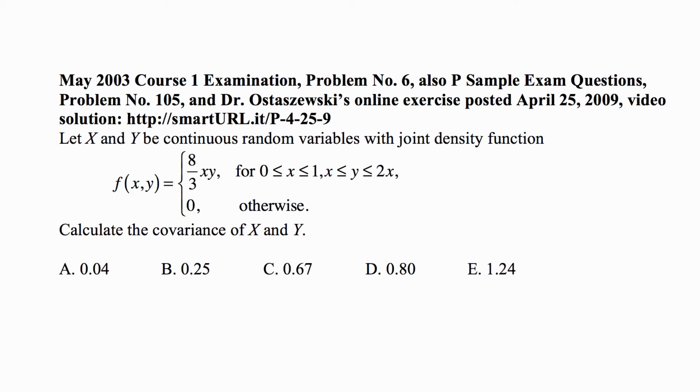Here's a problem for today. Let x and y be continuous random variables with joint density function equal to 8/3 xy when x is between 0 and 1 and y is between x and 2x, and 0 otherwise. Calculate the covariance of x and y.